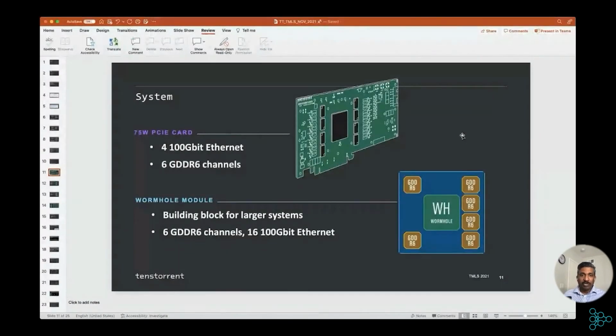So over here, you can see that Wormhole really opened up the building block for our larger system approach because of the Ethernet capability. We also have a PCI card-based system, but really the Wormhole module is basically opening up the scale-out capability of our solution, where with the Ethernet, we could really move the packets in a very seamless fashion.